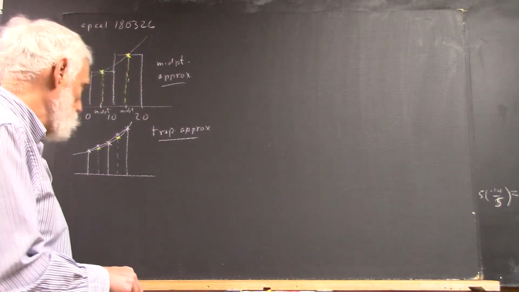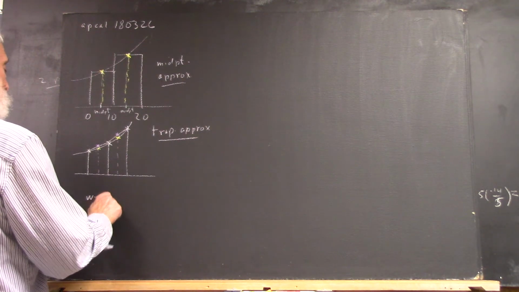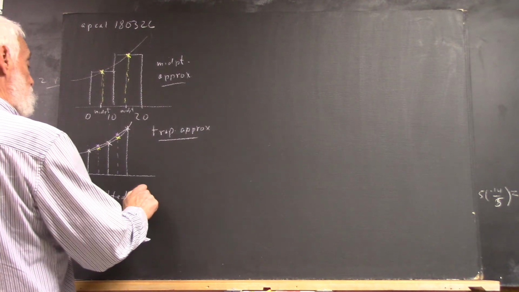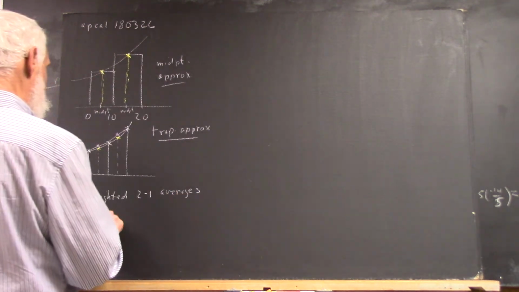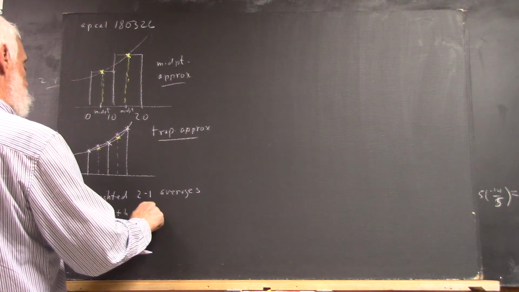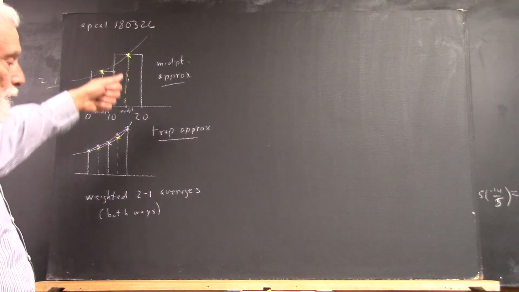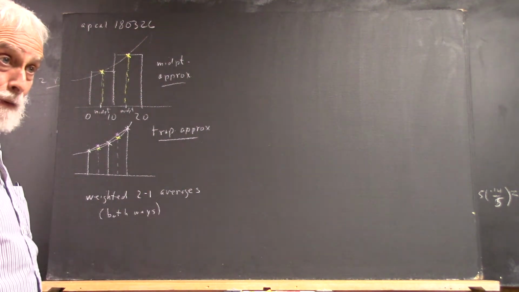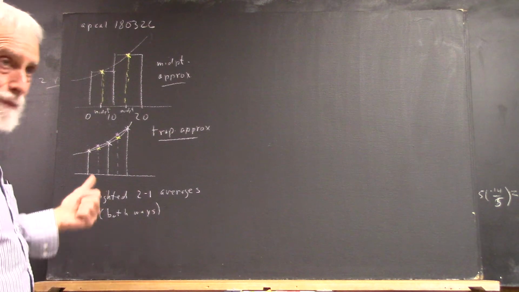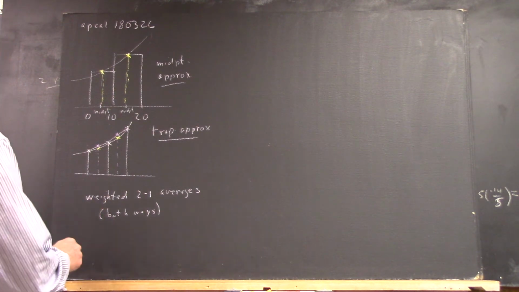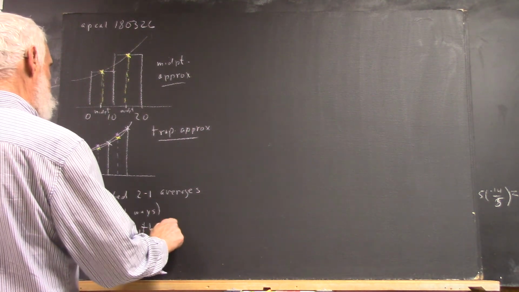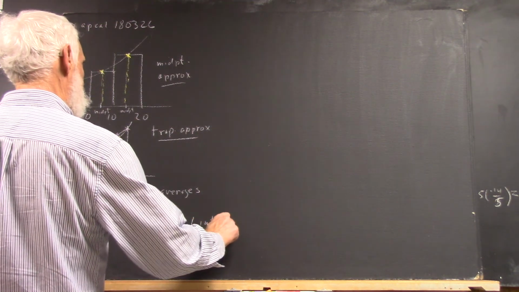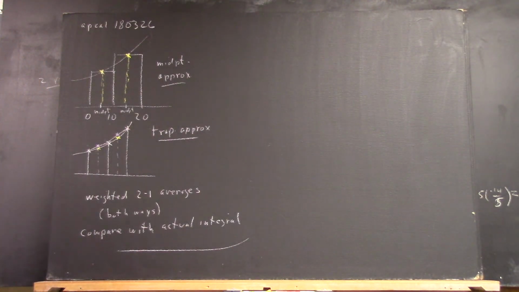Okay? So you're going to calculate weighted 2-to-1 averages both ways. That means you use one of them twice and just one of the other, get the average. Then you use two of the other and one of that one and get the average. And then compare with the actual integral. So, go ahead and do those calculations.